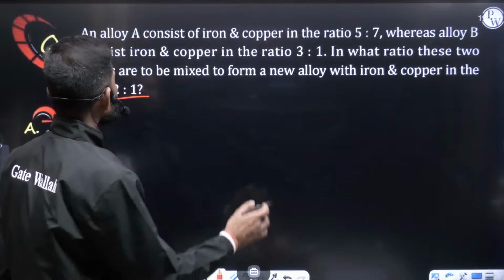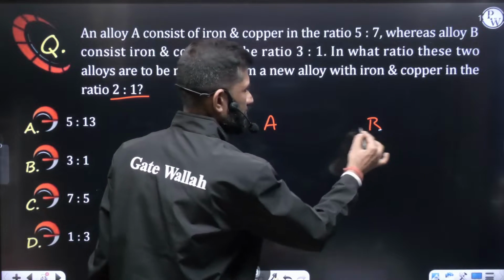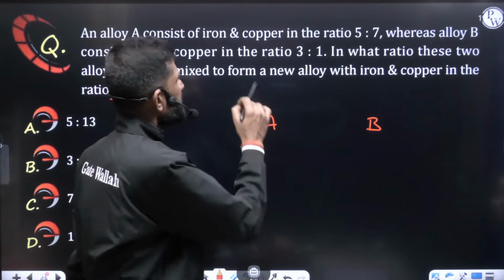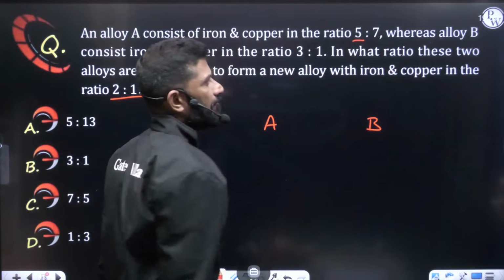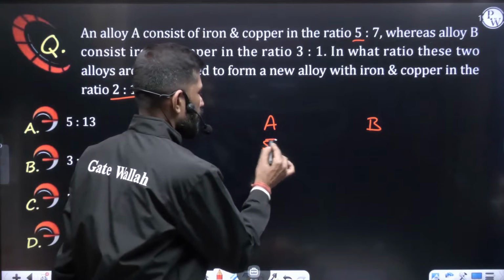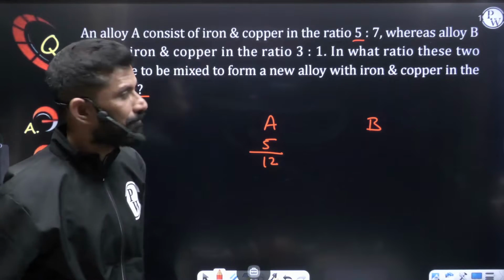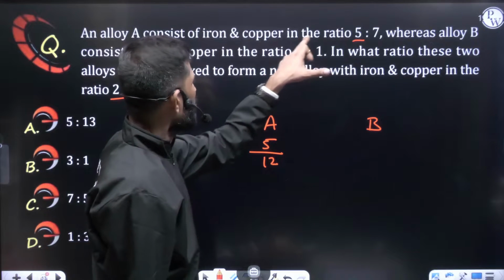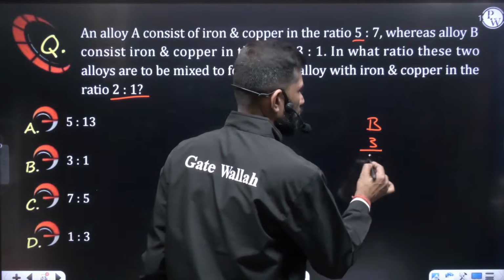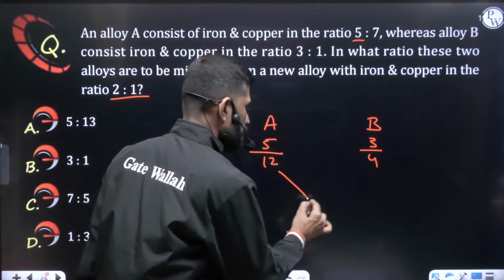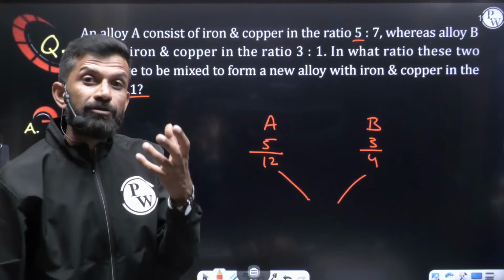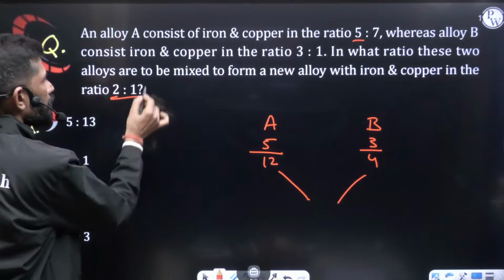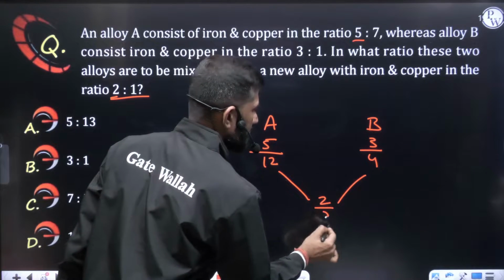Now, let's say alloy A and alloy B. Alloy A is having how much iron? Let us take iron and proceed. Iron, how much is it having? 5 parts out of a total of 5 plus 7, 12 parts. So 5/12 iron is there in alloy A. If we talk about alloy B, how much iron does it have? 3 parts out of a total of 3 plus 1, 4 parts. So 3/4 iron is there. Both we have to mix and make a new alloy. How much iron should be in the new alloy? 2 parts out of a total of 2 plus 1, 3 parts. So 2/3 is the mean value.